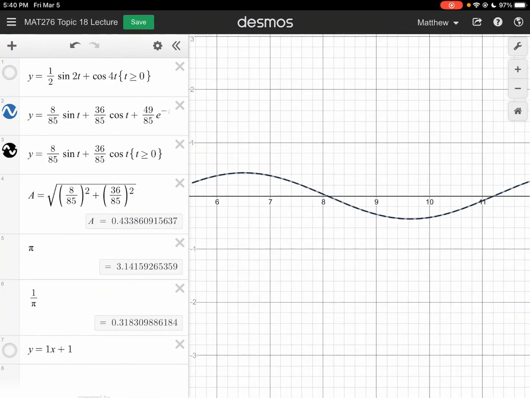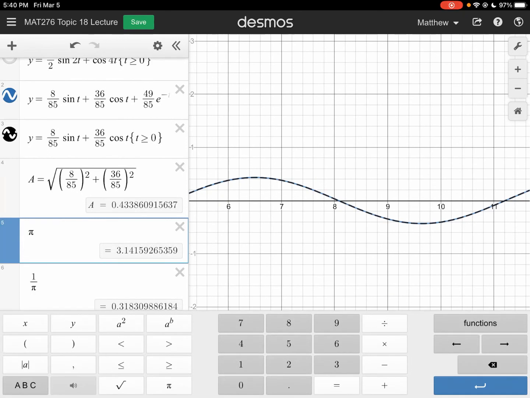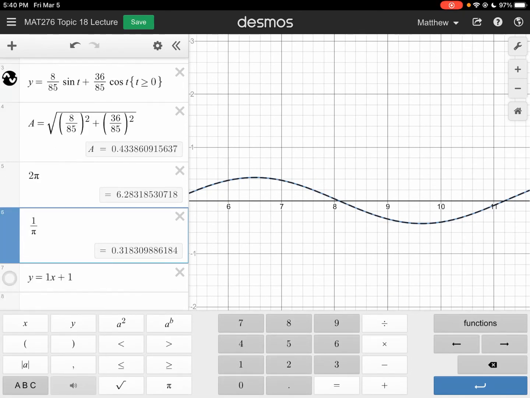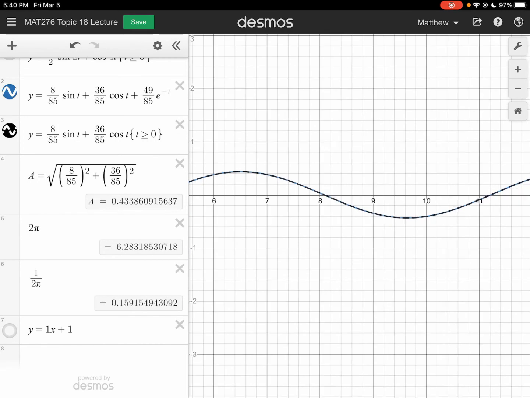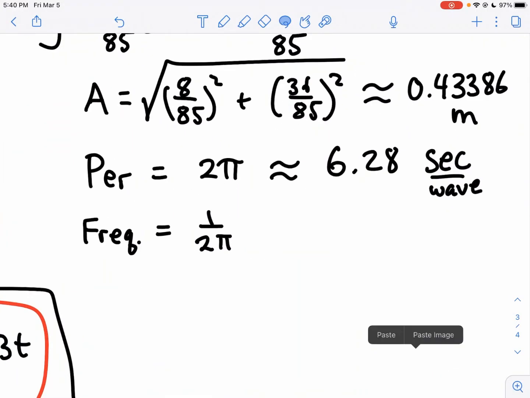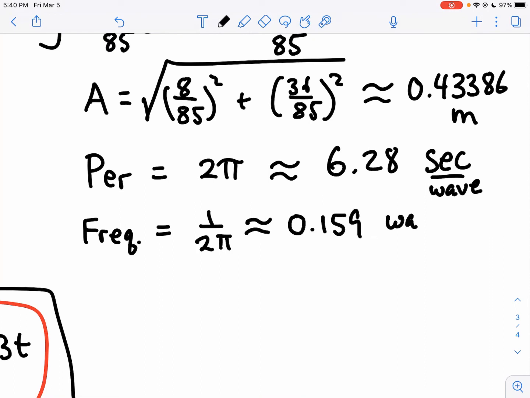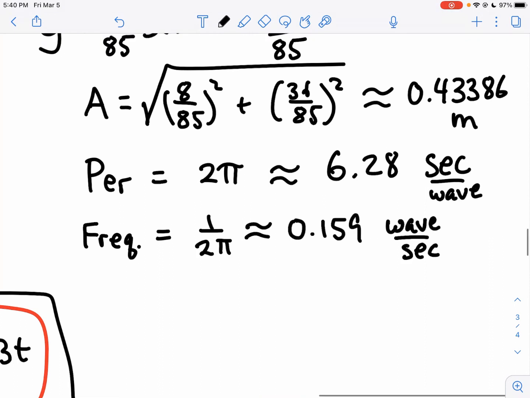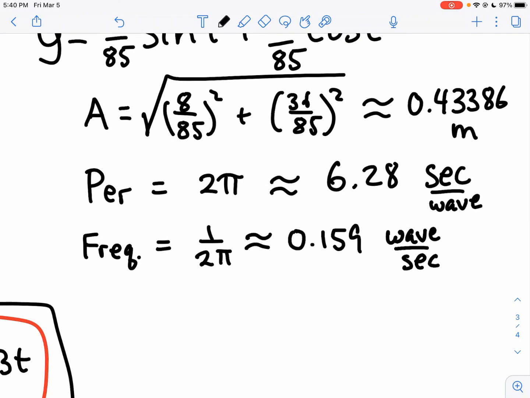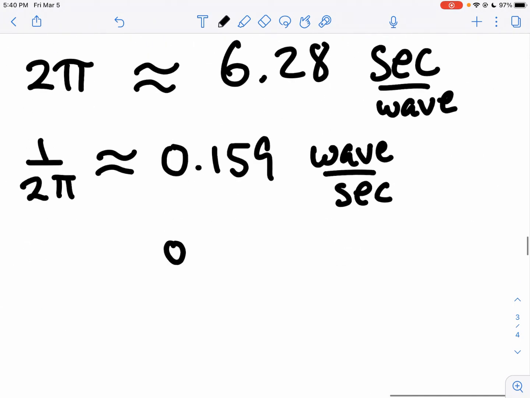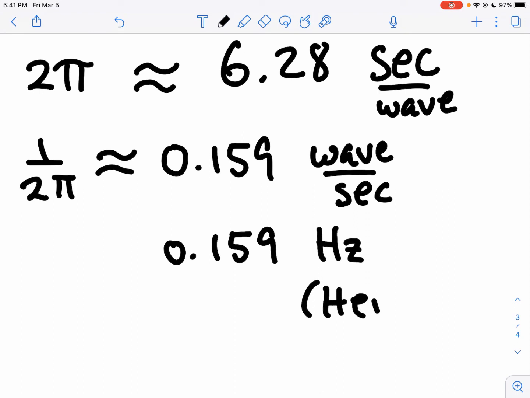Let's go over here. Oops, I'm going to have 2 pi there. Let's do 1 divided by 2 pi next. And we can see that 1 divided by 2 pi in decimal form is about 0.159, we'll say. 0.159, and this would be waves per second. Now, the unit of frequency is also a hertz, so it's 0.159 Hz, which is short for hertz, which is effectively wavelengths per second.